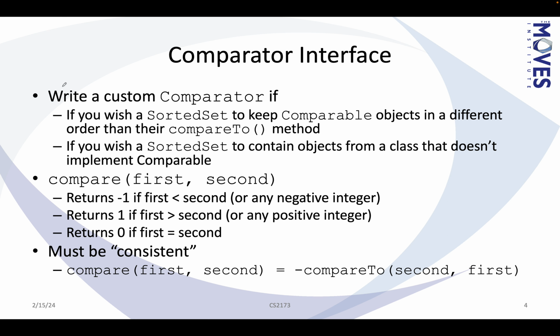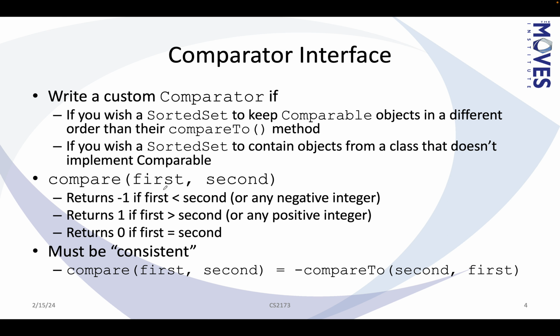Whereas an instance of the comparator is separate from the things that it's sorting, and so it has a single method called compare, and it has two arguments, one and then the other. And what compare does is it returns a negative number, typically -1, but it can be any negative number, if the first one is less than the second, meaning it's going to come first. It returns 1 or a positive number if the first comes after the second, and it returns 0 if the first is actually equal to the second.